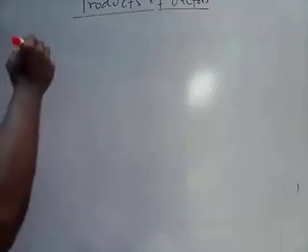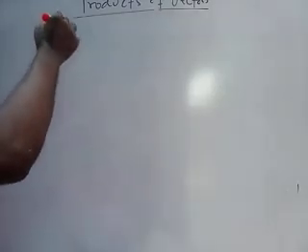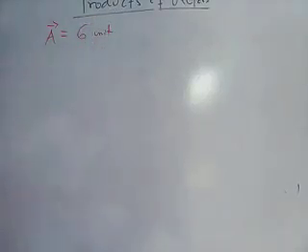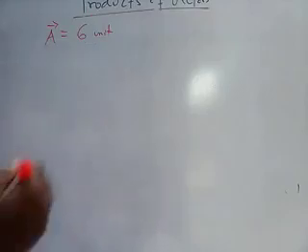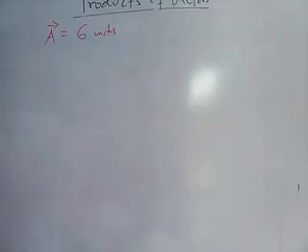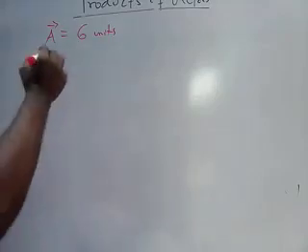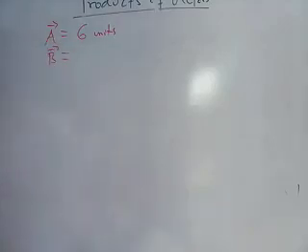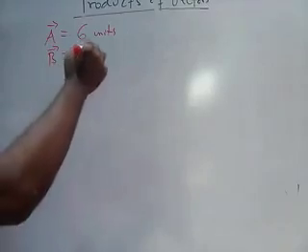So let's see a scenario where vector A has a magnitude of 6 units, and is in the direction of the x-axis. Vector B having a magnitude of 4 units.